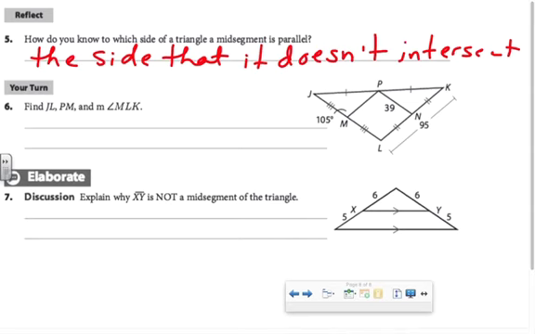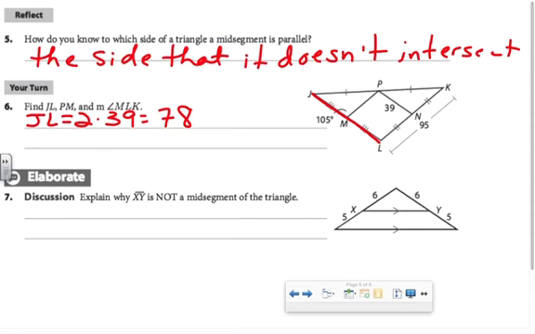In this your turn example, we're asked to find a few measurements. Let's start with JL. So here's the length of JL. It is parallel to midsegment PN, and I hope that you would notice that for both properties, it's the third side. The length of the midsegment is half the third side. The midsegment is parallel to the third side. So that PN that's parallel to JL, it is half of JL. So JL equals 2 times 39, which is 78.